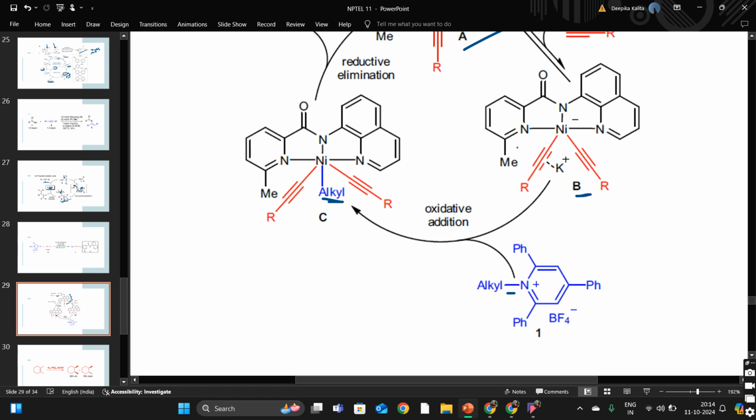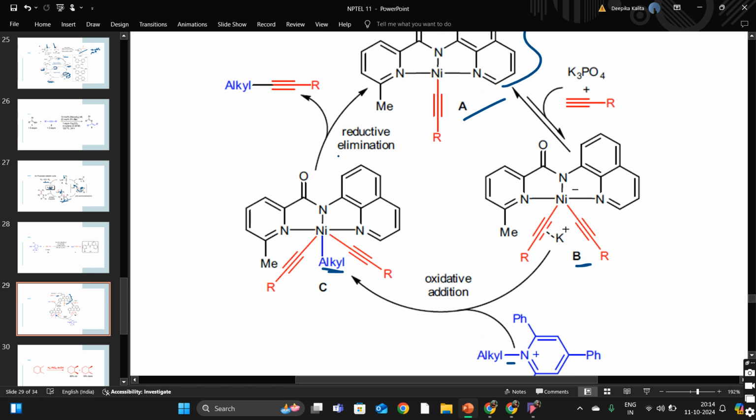Okay, and the nickel metal will get oxidized from +1 to +2. Okay, and after this reductive elimination will take place, which will give the coupling between this alkyne fragment and this alkyl fragment.